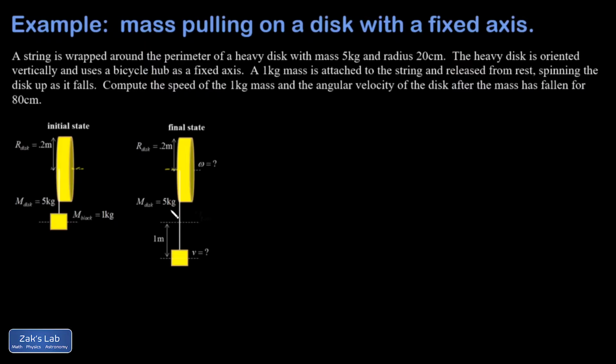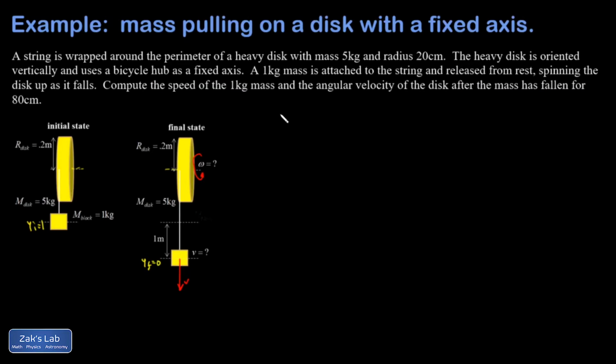One of them is the translational kinetic energy of the block itself. And the other is the rotational kinetic energy of this heavy disk. So the disk is forced to spin as the block unwinds the string. So I'm going to call the initial height of the block y initial, and that's equal to 1 meter. And I'm putting a reference point down here where y final is equal to 0.